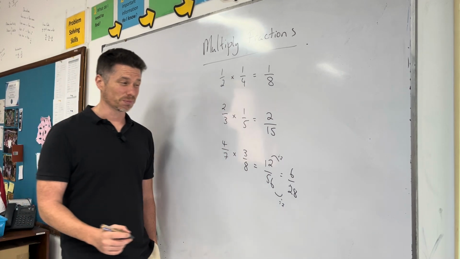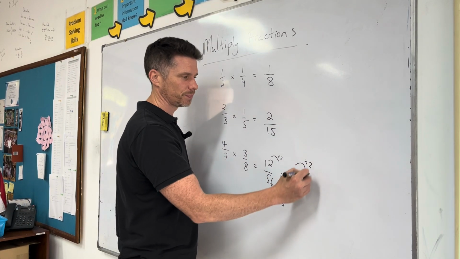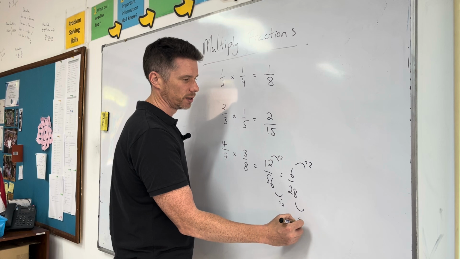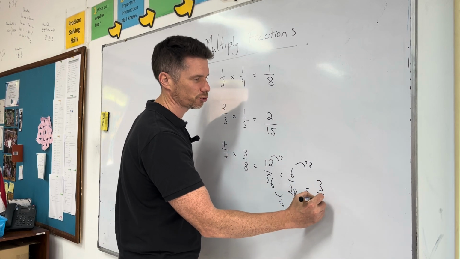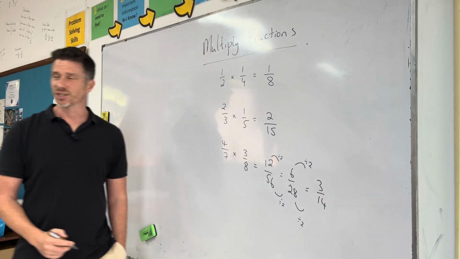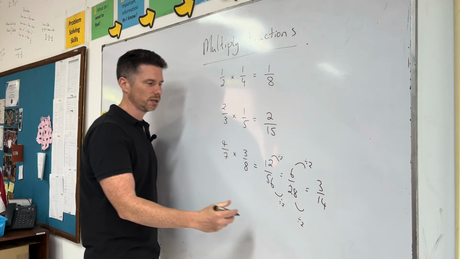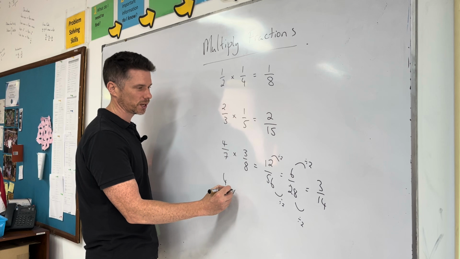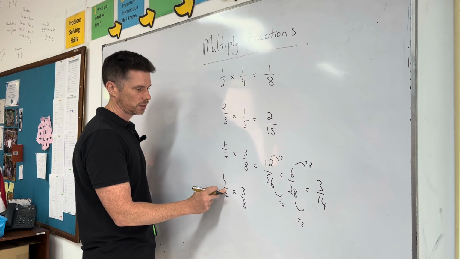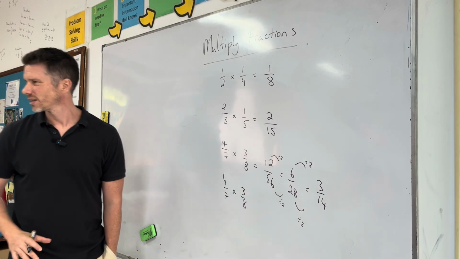And then I could simplify again, I think, can't I? So divide numerator and denominator by the same number, I get 3/14. There's actually a way I could have done that. This is what I would call post-simplification. I could simplify at the question. Anyone see where I could simplify at the question here?